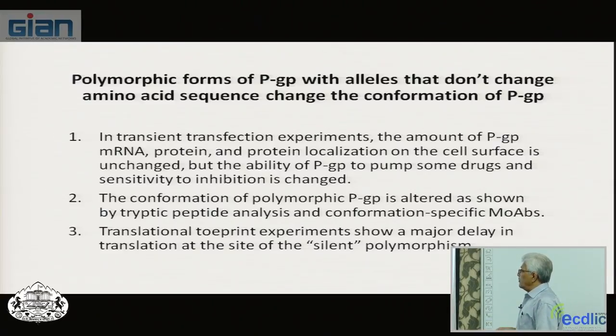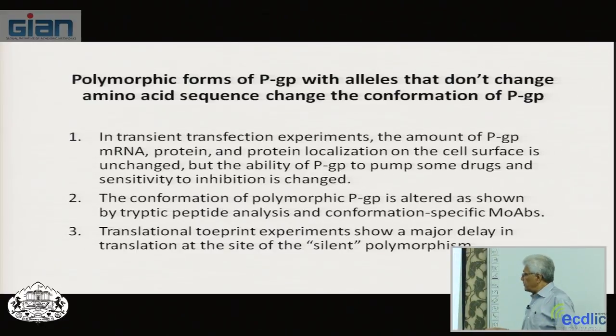Because we used transient transfection experiments, the amount of PGP mRNA, although I didn't show you the data for mRNA, protein, and protein localization on the cell surface is unchanged. But the ability of PGP to pump some drugs and sensitivity to inhibition is changed. Conformation of polymorphic PGP is altered, as shown by tryptic peptide analysis and conformation-specific monoclonal antibodies. And although I'm not going to show you the data, I will show you a schematic later on.